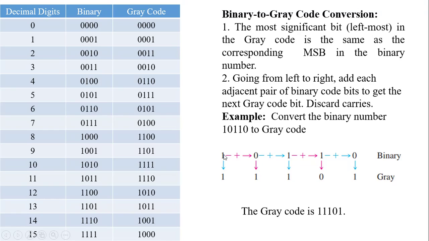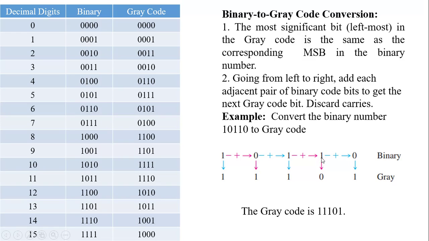Now add this MSB to the next bit. So 1 plus 0, the sum is 1. Put it in the next bit position. Now add this 0 to the next one. So 0 plus 1 is 1, and 1 plus 1 is 1 0. So 1 is the carry and 0 is the sum. We have to discard the carry. So 1 is discarded and the sum bit is written over here. So this becomes 0, and 1 plus 0 again is equal to 1.